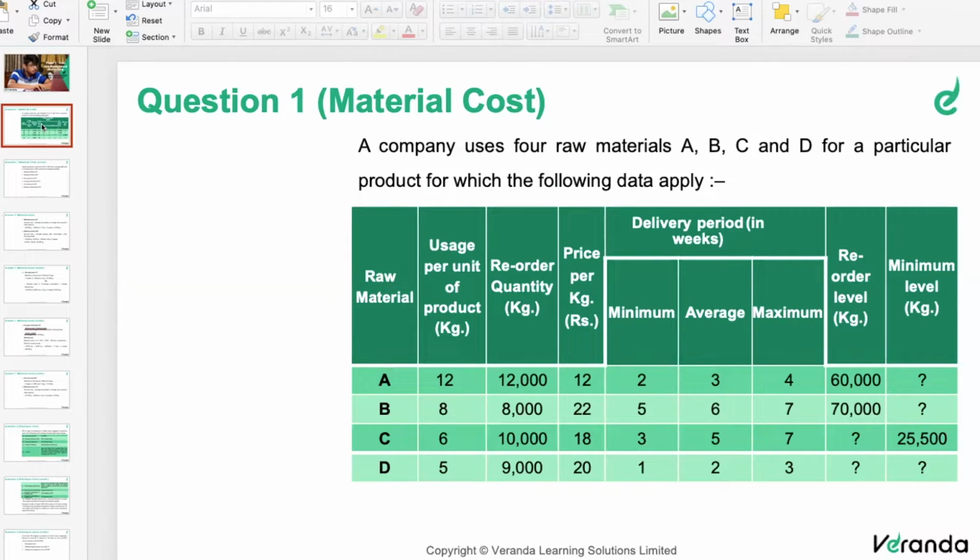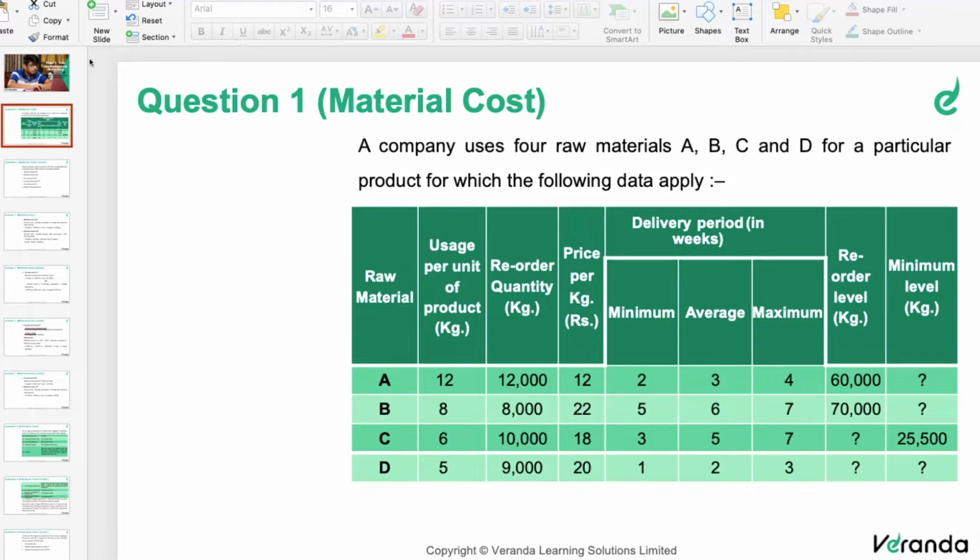This particular question is a very famous question. It's there in the ICA material itself. It's based on setting of various stock levels. First, I'll read the question. Thereafter, you can go for the concept. A company uses 4 raw materials A, B, C, and D for a particular product for which the following data is given.